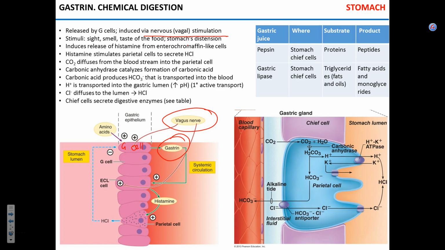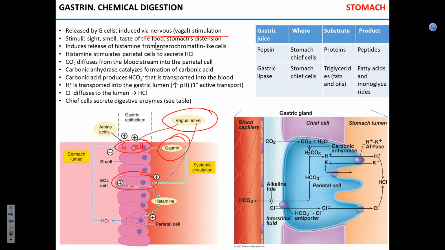When you put the food in your mouth, you taste it. Is that clear? The taste of food stimulates the digestion center in the medulla oblongata, which sends the motor output through the vagus nerve to the G cell, leading to the release of gastrin. So gastrin gets to be released before the food gets in the stomach via this vagal stimulation. Does that make sense to you? So it kind of prepares the whole thing for digestion. Does that make sense?